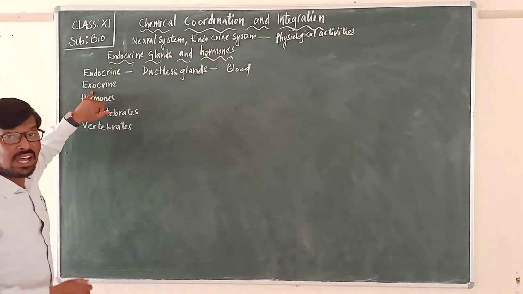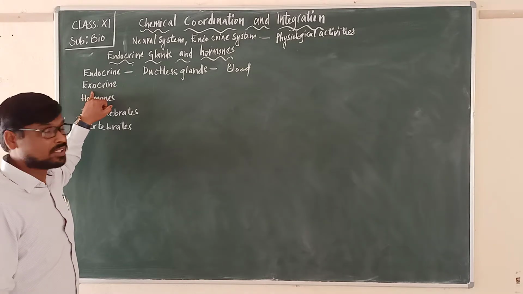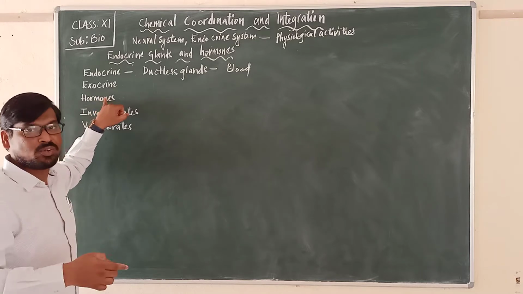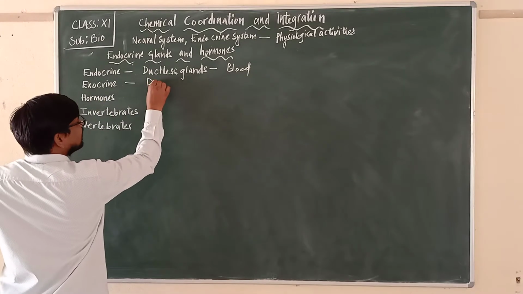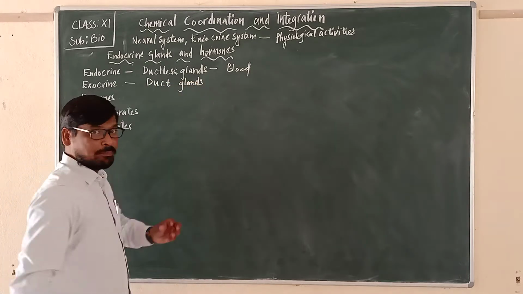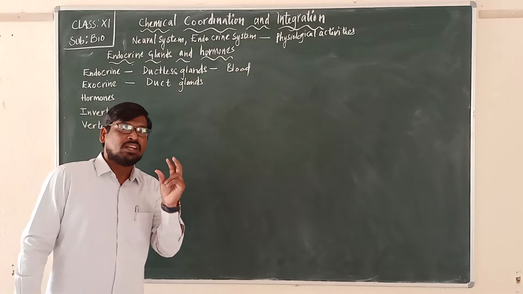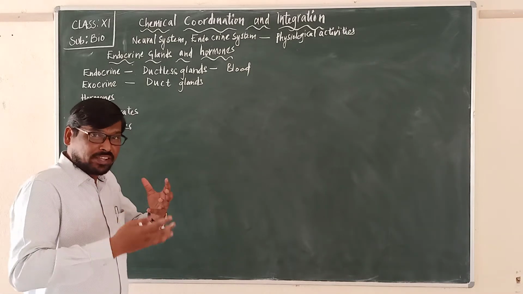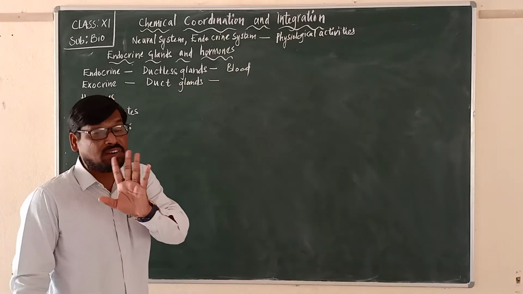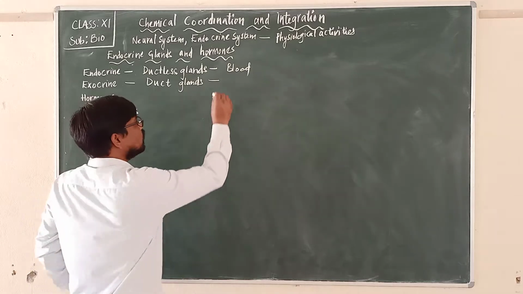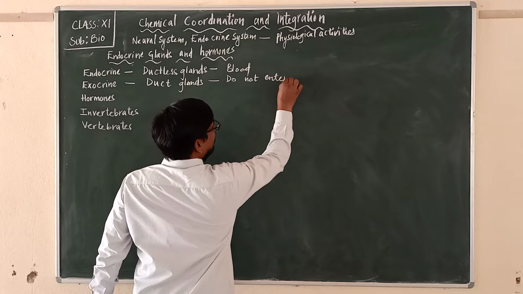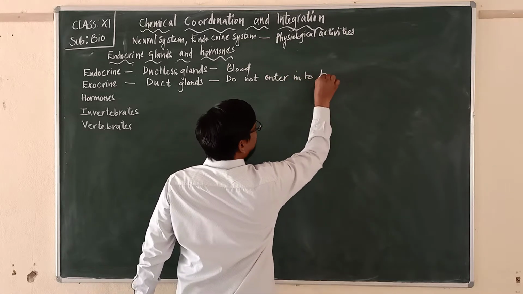Whereas there is another type of glands, called exocrine glands. Exocrine glands are called duct glands, which means they have sac-like structures. The secretions produced in these sacs are poured out through ducts, but they do not enter into the blood.